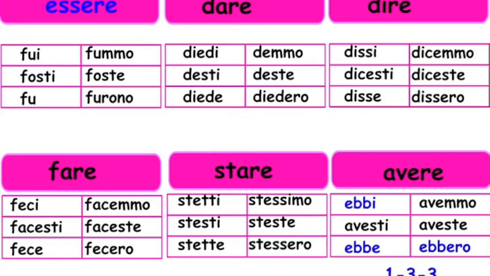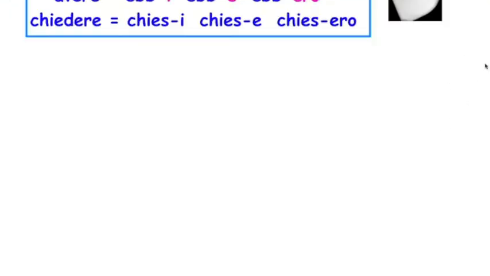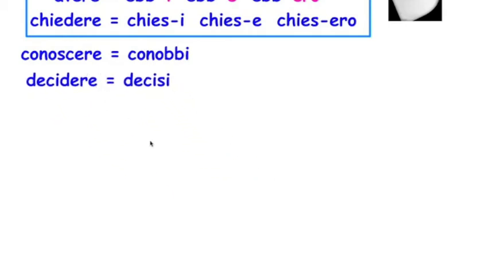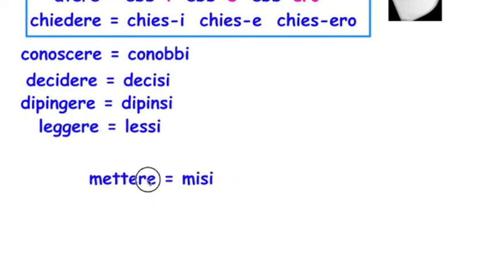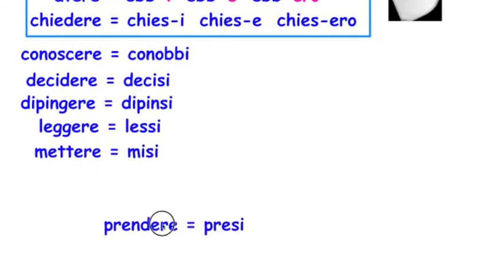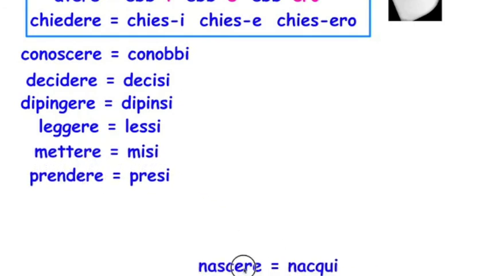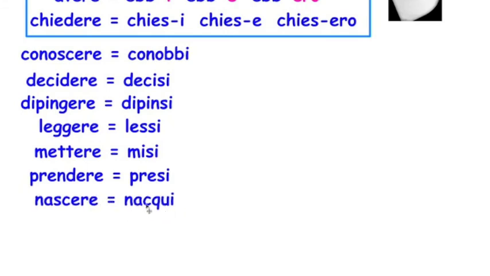That's very highly applicable to the following list of verbs, which is regular, except for first, third, and third. Conoscere: io conobbi, tu conoscesti, lui conobbe, conoscemmo, conosceste, conobbero. Decidere, to decide. Dipingere, to paint. Leggere, mettere, to put. Prendere, to take. Nascere, now that's a crazy one right there.